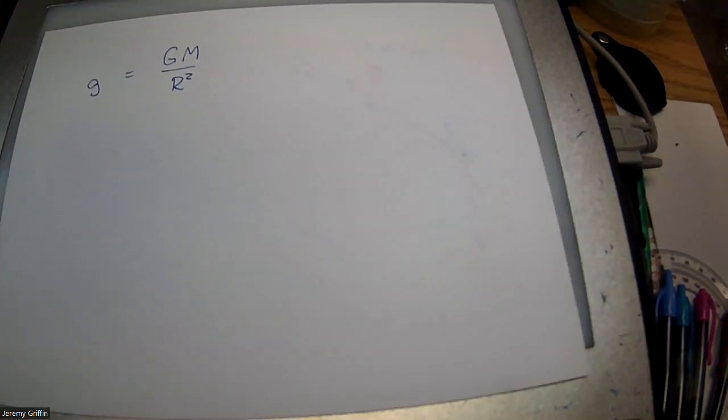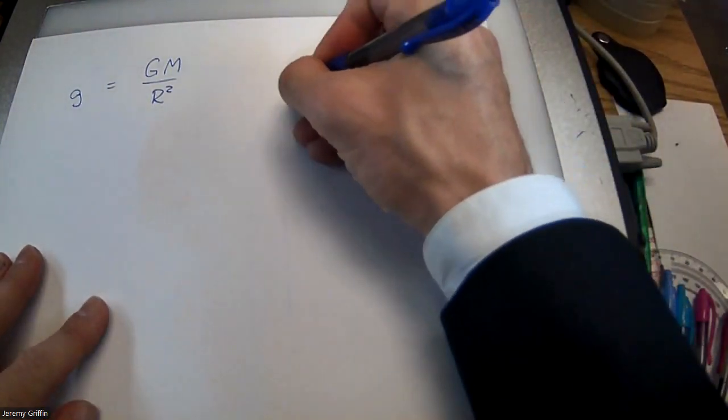That would be true, right? Gm over r squared. Capital G is the universal gravity constant. Capital M is the mass of the planet. R is the radial size of the planet. Okay. I should draw that out.